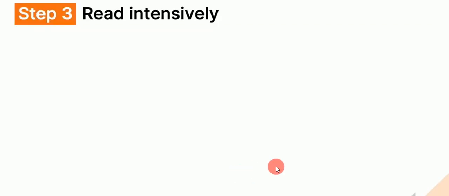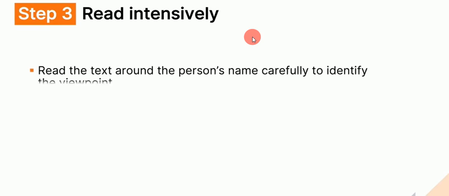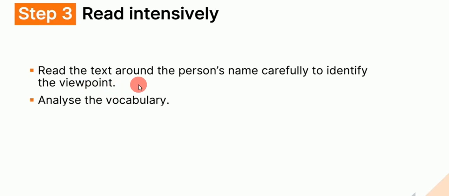When you have located the part of the passage you think could contain the answer, then it's time for step 3. Read intensively. In other words, carefully and in detail. In the question, you are looking for a person's viewpoint, so you need to read the text around the person's name carefully to find the viewpoint or opinion. You should also analyze the vocabulary that you see in the passage to help you decide if this is the correct viewpoint. You can do this by comparing the keywords from the paragraph with the keywords from the statement. Let's practice these 2 things now.